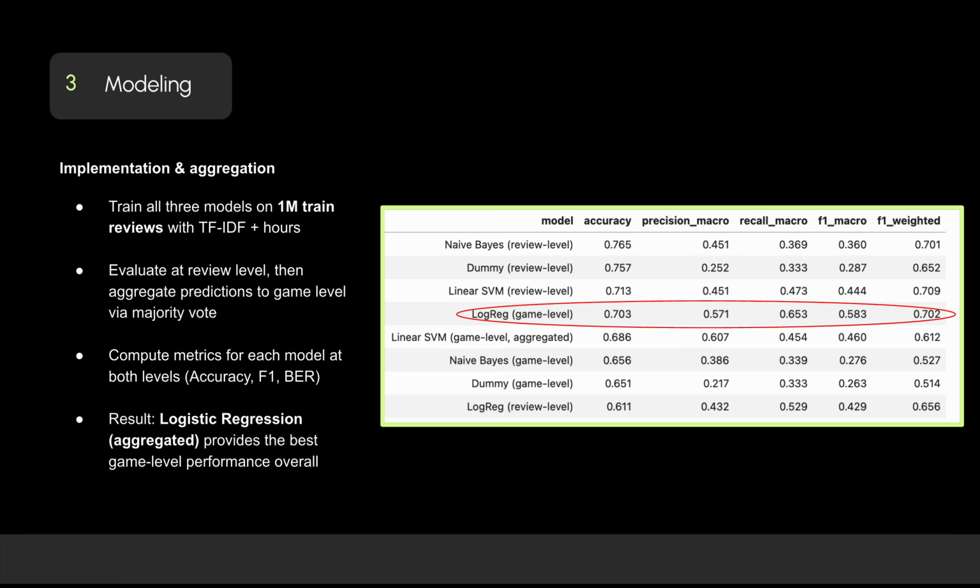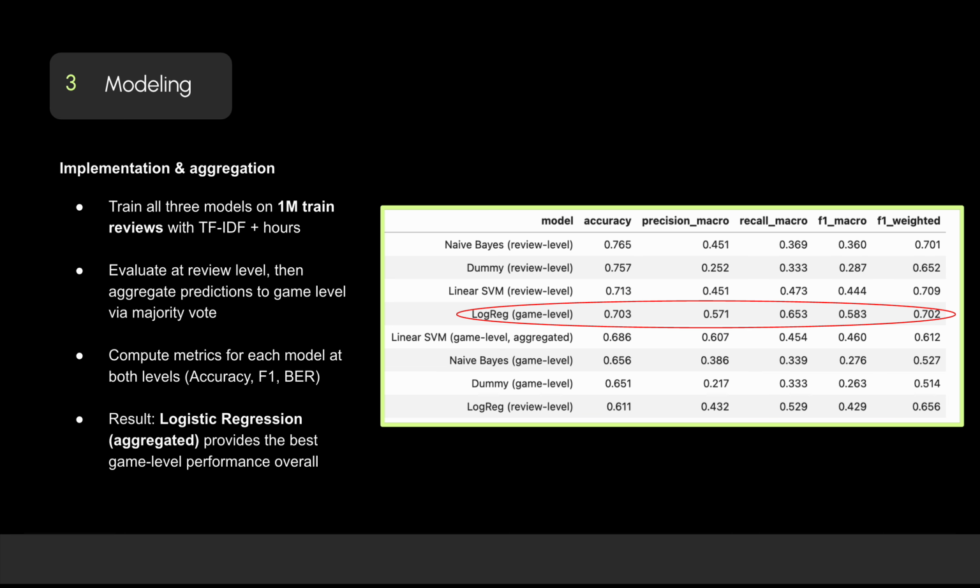So in terms of the aggregation, I grouped all the test reviews by their product ID, and then for each model, effectively applied a majority vote for the predicted review labels for a given game, and then we're able to compare those predictions with the ground truth.